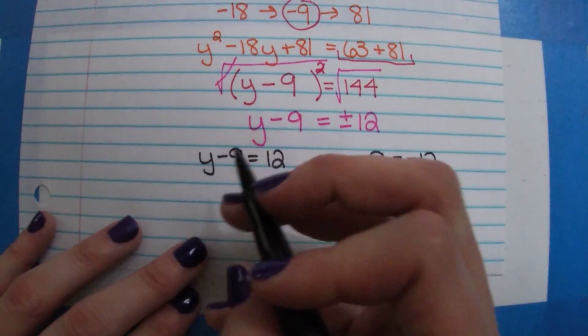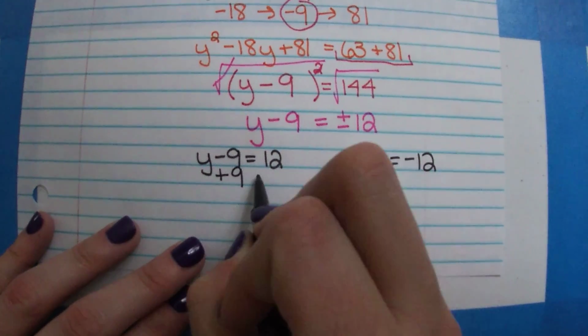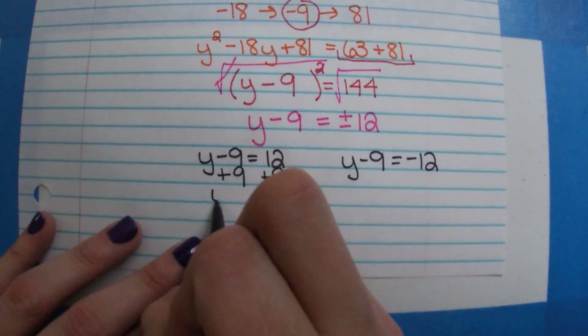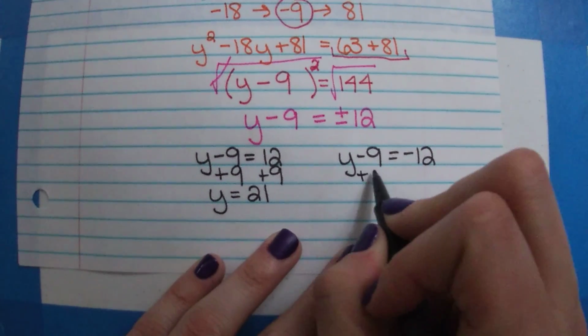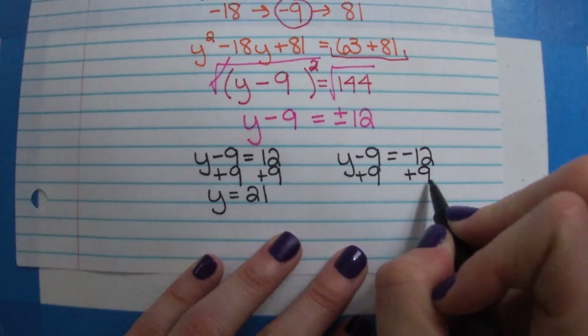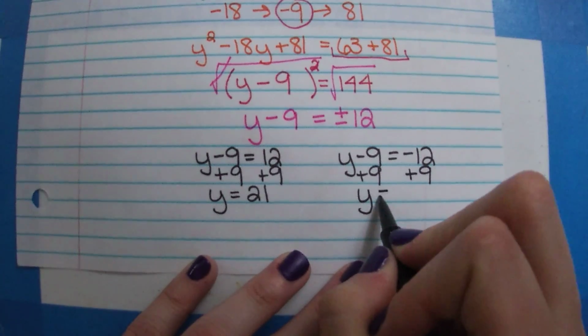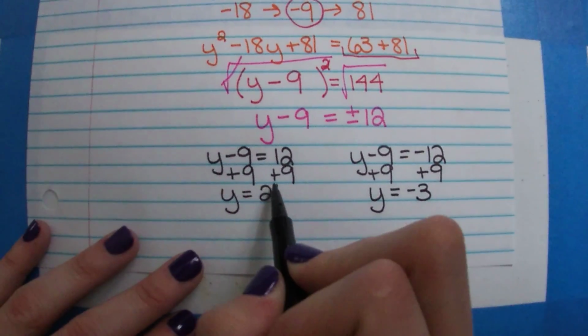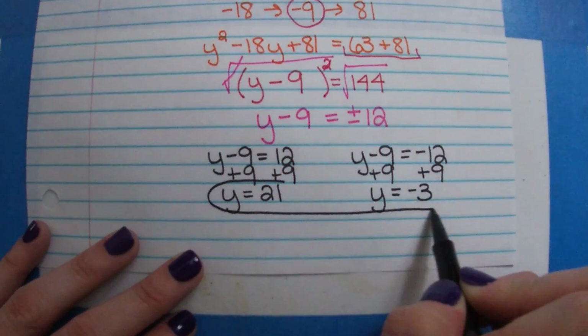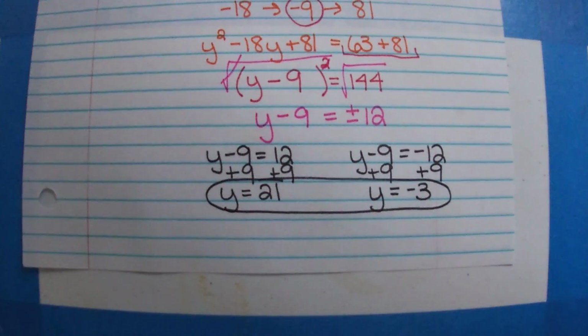I'm going to add 9 to each side. Thank you, Minna. And we will add 9 over here. And so we get 2 answers. Sorry, guys, she has a lot to say right now. So we get 2 answers of y equals 21 and y equals negative 3.